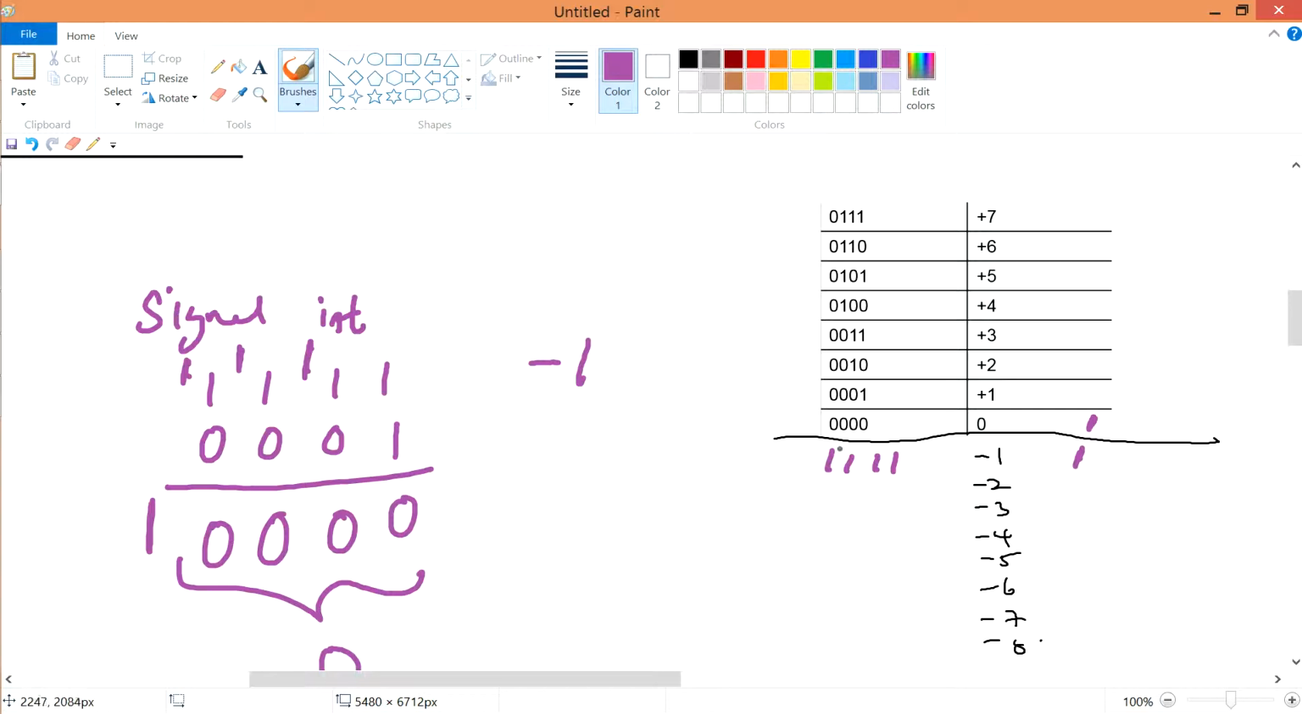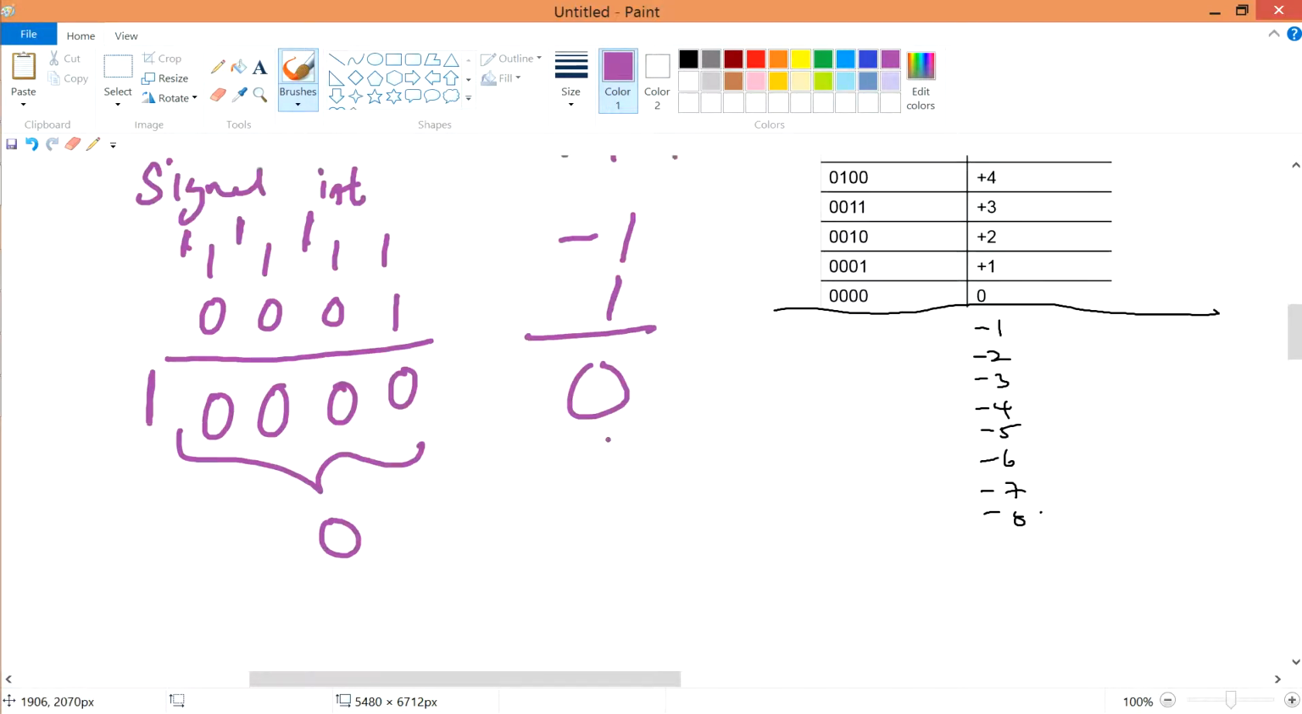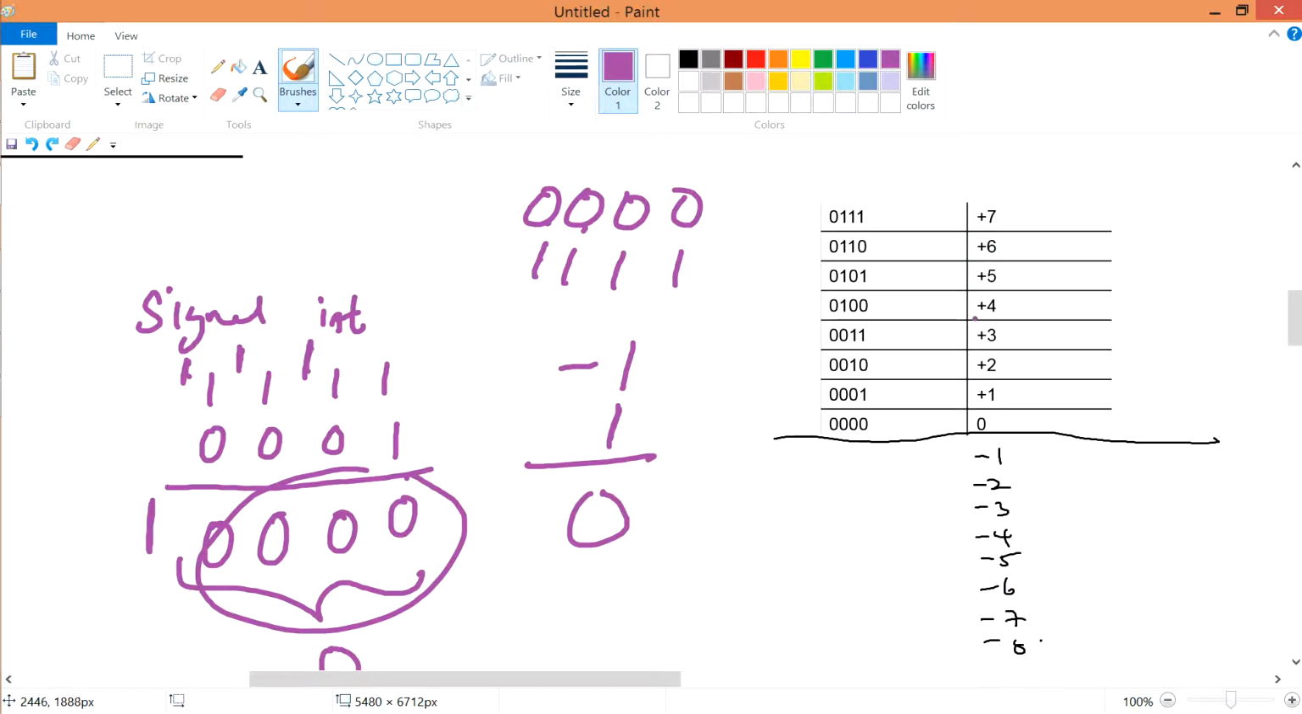Alright, and then next, I'll just remove this. For 0001, where is my 0001? My 0001 is actually +1. So therefore this is -1, this is +1, in the end it's 0. So if I look at the 4 bits, 0000, I have 0. You see? So this is how it is being calculated for the unsigned and signed.